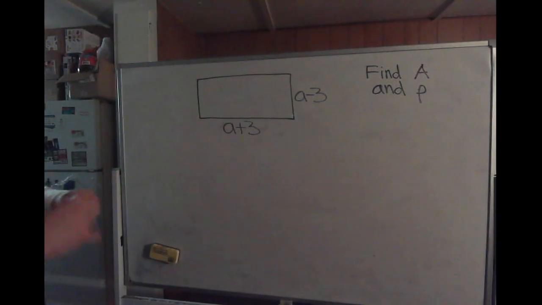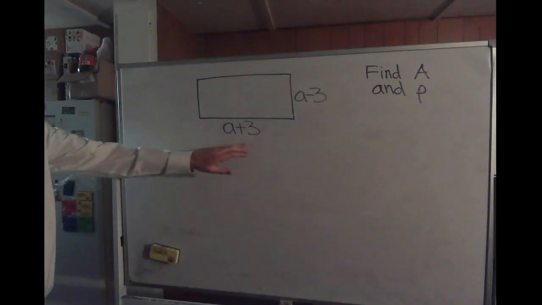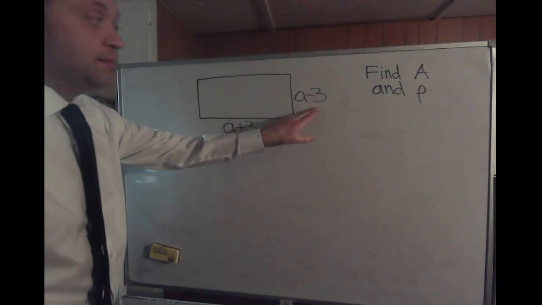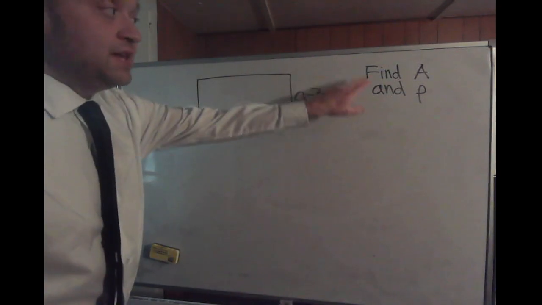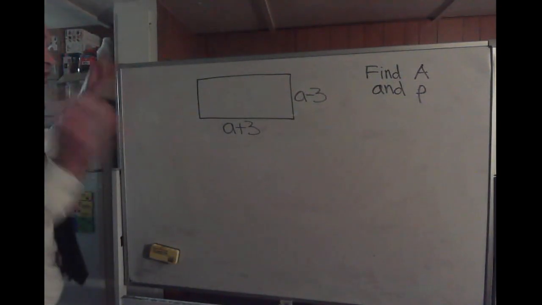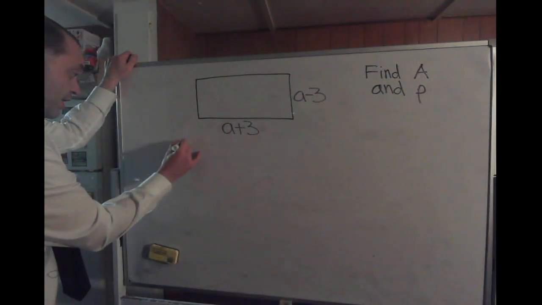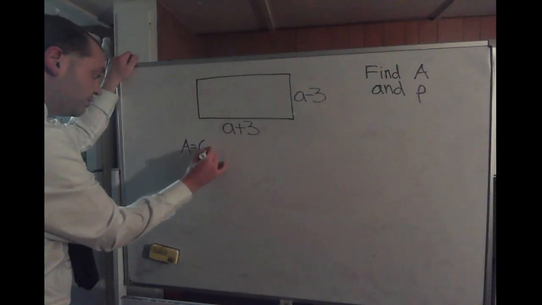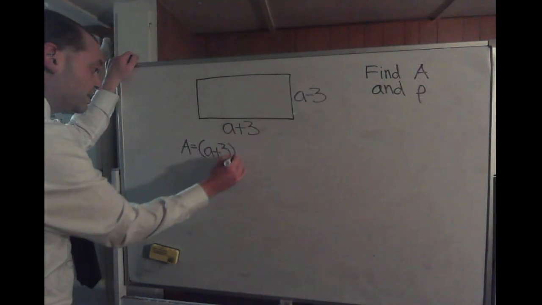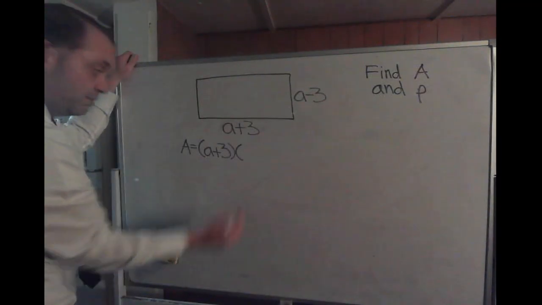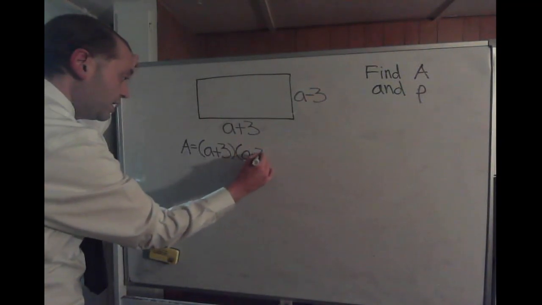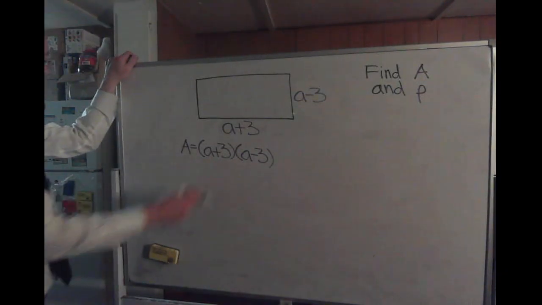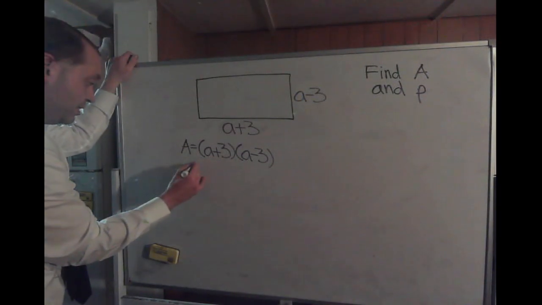So another one here where the base of this rectangle has a length of a plus 3, the height has a length of a minus 3. We need to find the area and the perimeter. So let's start with the area. The area equals the length of the base, which would be a plus 3, that quantity, times the length of the height, which would be a minus 3, which, as we know, this will become a perfect square binomial.